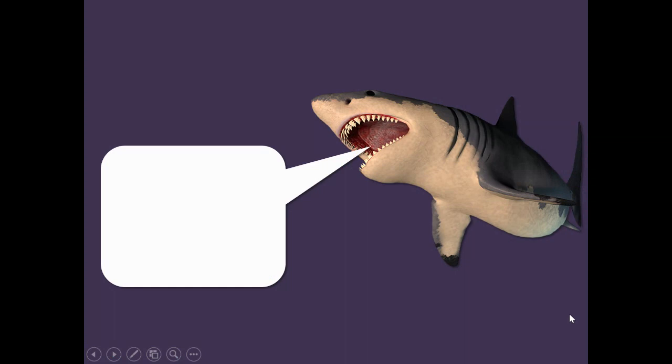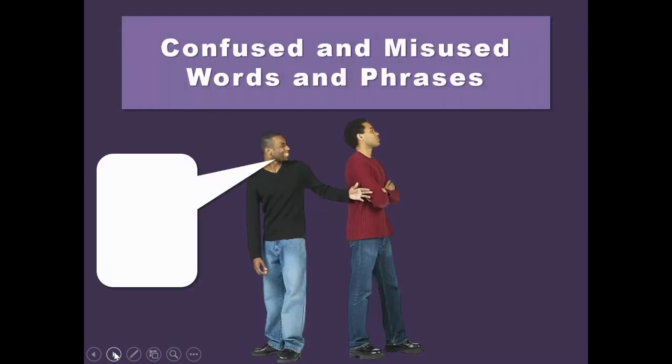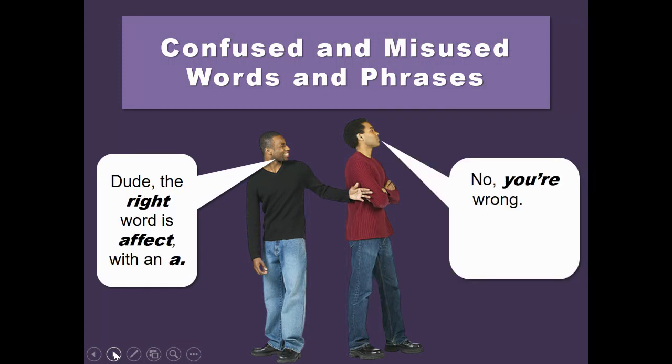So I found this PowerPoint on a site called Grammar Bites, and anytime you have any grammar issues such as subject-verb agreement and things like that, comma rules, semicolon rules, that kind of thing, Grammar Bites is a great site. They're all interactive, and you can get the answers right there. All right. So anyway, we're going to be looking at confused and misused words and phrases. A common one is affect and effect, and we'll go over that shortly.